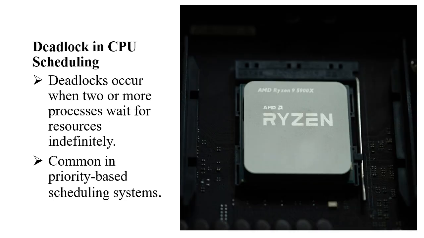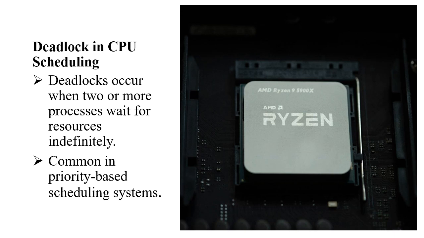Next, what are the deadlocks available in CPU scheduling? Deadlocks happen when two or more processes wait for resources indefinitely. Common in priority-based scheduling where higher priority processes block others. The solution is to use deadlock prevention techniques like timeouts and resource allocation policies.